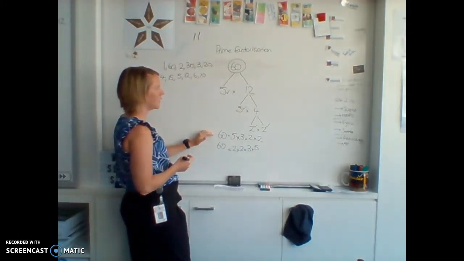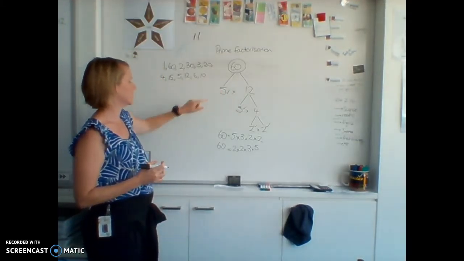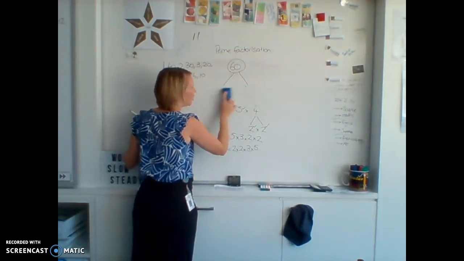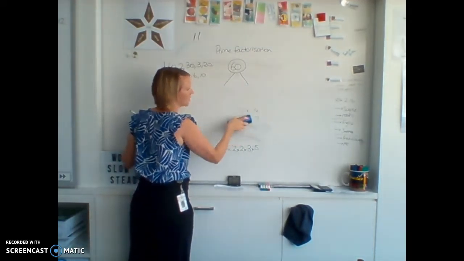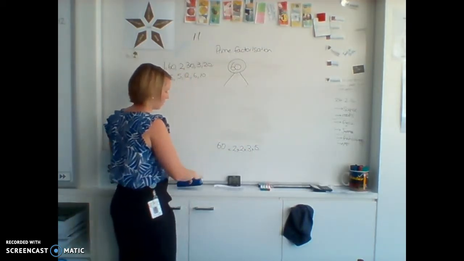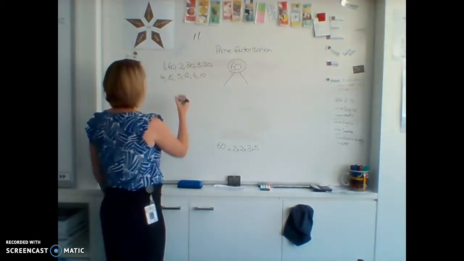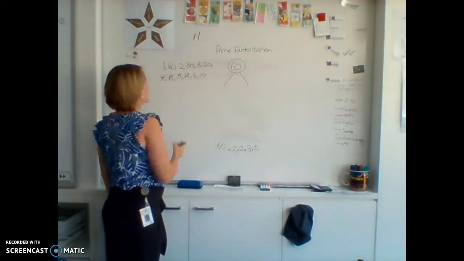Say you chose a couple of different factors apart from 5 and 12 at the start. It should make no difference to the answer that you get down the bottom. So I'm going to leave it on the board and double check that the one I do next is exactly the same as this one. We've done 5 and 12. Let's say we do 4 and 15.